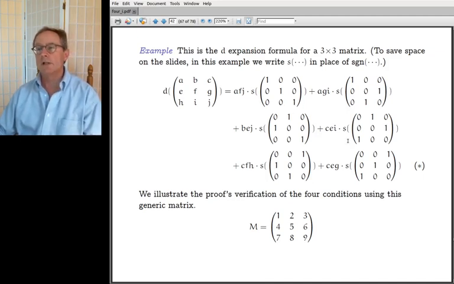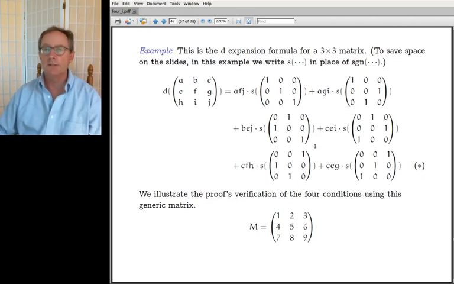I don't have room on the slide, I'm sorry, it just took too much space on the slide. So instead of using SGN, I wrote S. S, S, S, S, and S. I'm sorry, it's just a question of real estate, that's all.